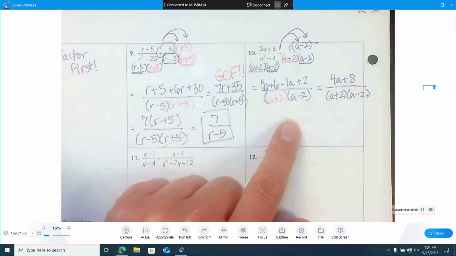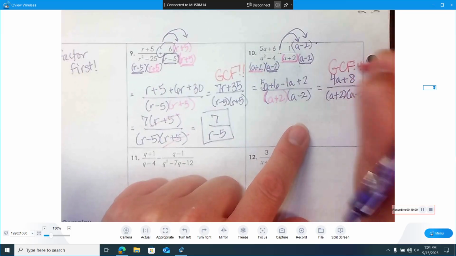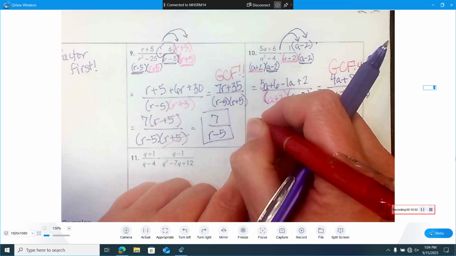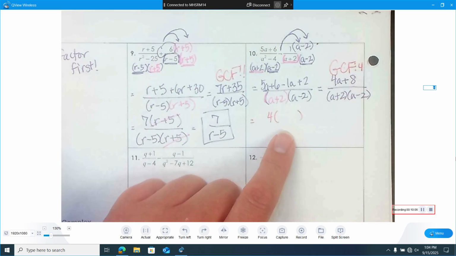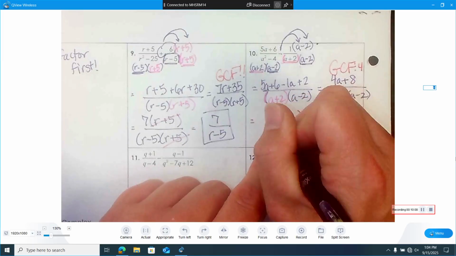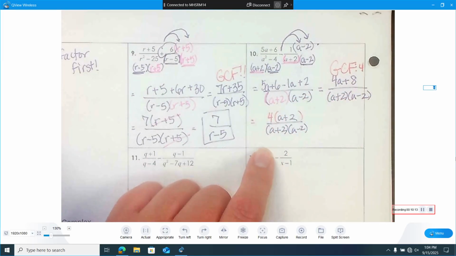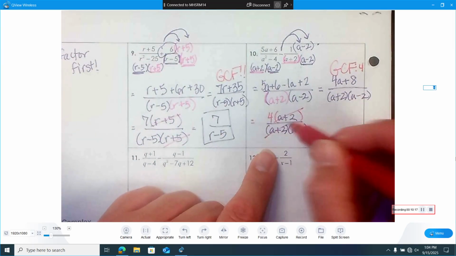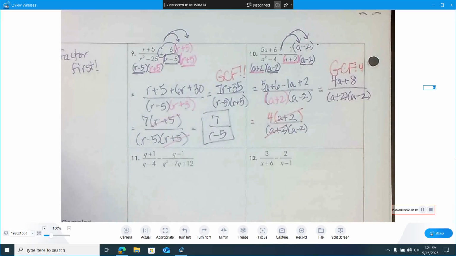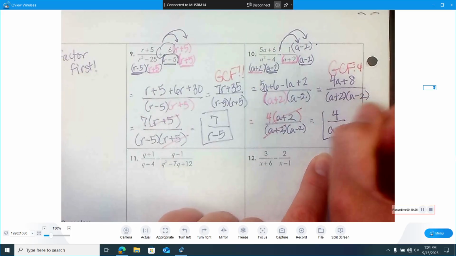All right, what do you notice about that numerator? Greatest common factor of 4. Very good. So we're going to factor out the 4. What's left behind? A plus 2 is left behind. Over A plus 2 and A minus 2. Good, good, good. And we do see that we have a match. Top and bottom, common factors that reduce. So we're left with 4 over A minus 2. Beautiful.